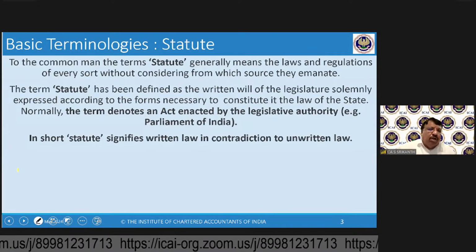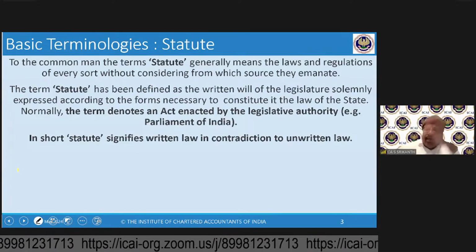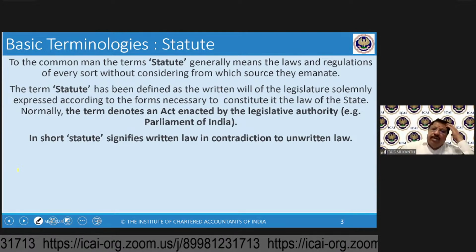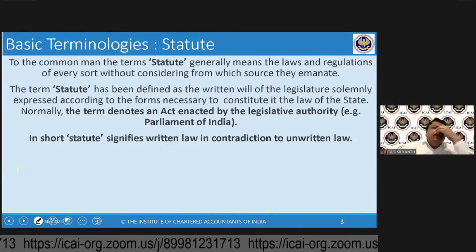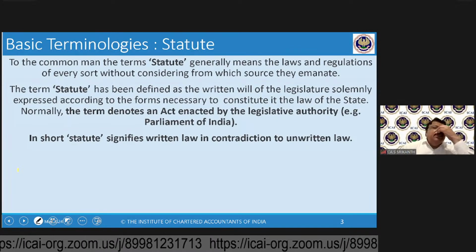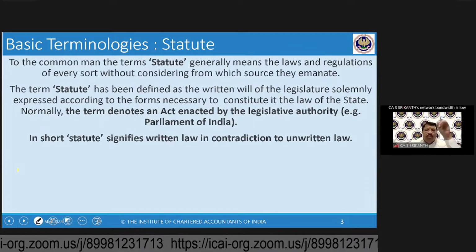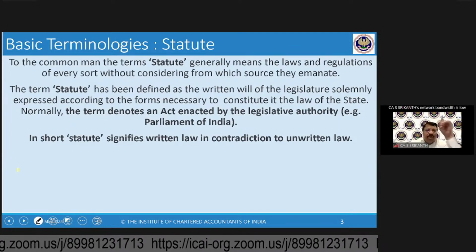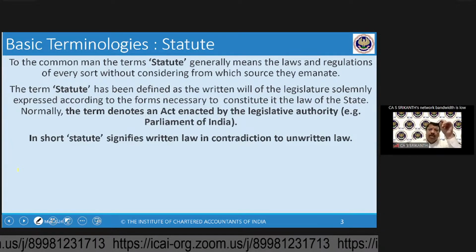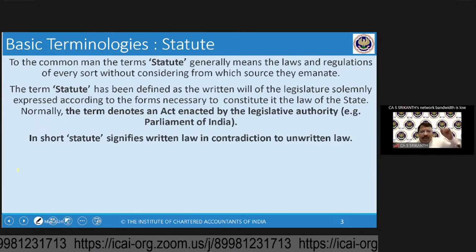So, the term statute generally means the laws and regulations of every sort. It is the written will of the legislature constituting the law of the state. It's very, very important, my dear friends. Every day in the morning when you are thanking God for favors already received, thank Him for one more favor, which is that you are living in a democratic country where every person can have his say and nothing can be done to you unless it is clearly stated in an act of parliament.